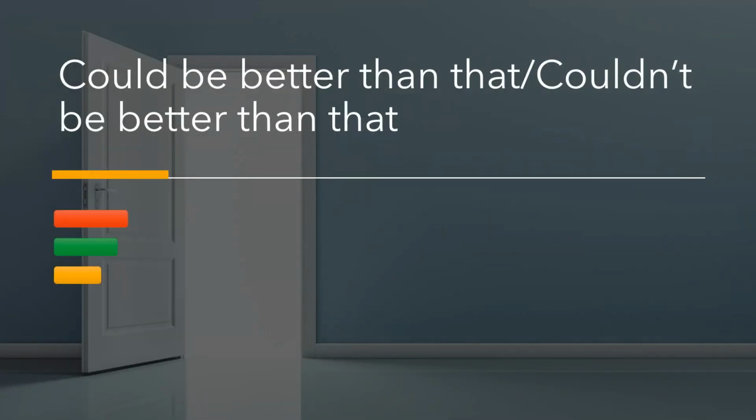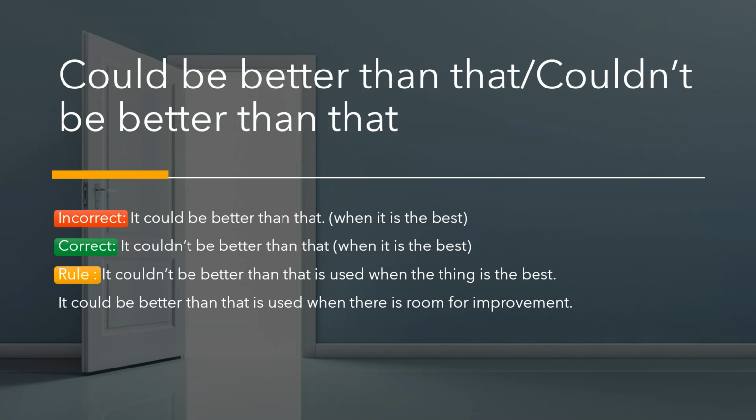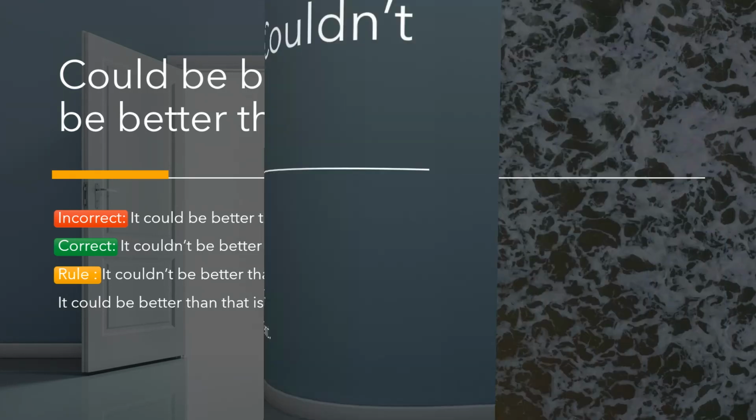Could be better than that. Couldn't be better than that. It could be better than that when it is the best. It couldn't be better than that when it is the best. The rule says "it couldn't be better than that" is used when the thing is the best. It is used when there is no room for improvement.